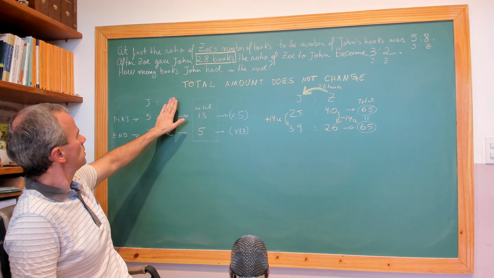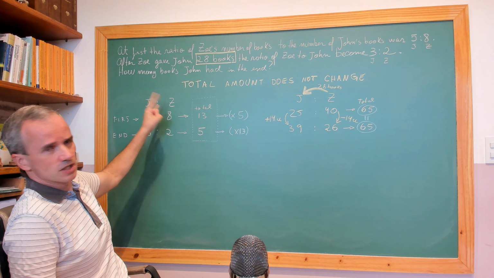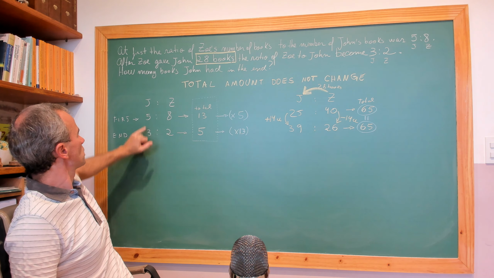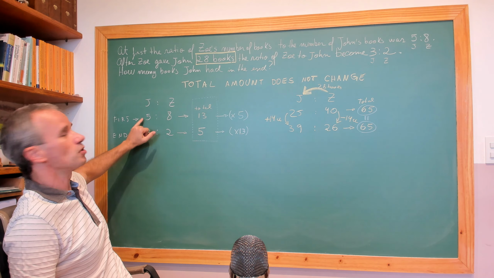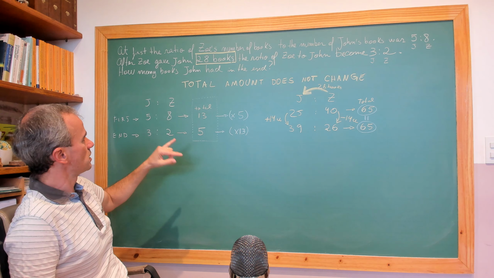Whatever changes for Zoe changes for John. Opposite, the same module. If she loses 10, John gains 10. If she loses 20, John gains 20. If she loses 28, John gets 28. If she loses 1, John gains 1. Same module, opposite signal.